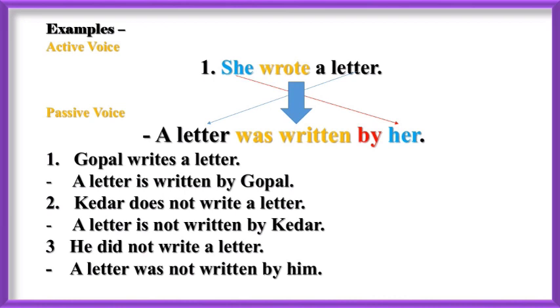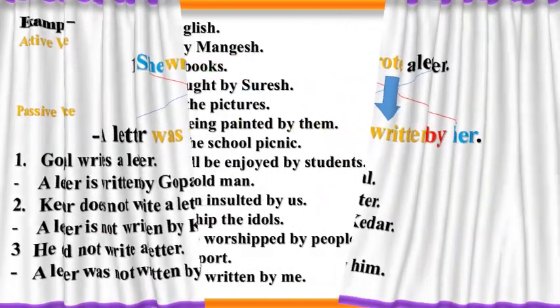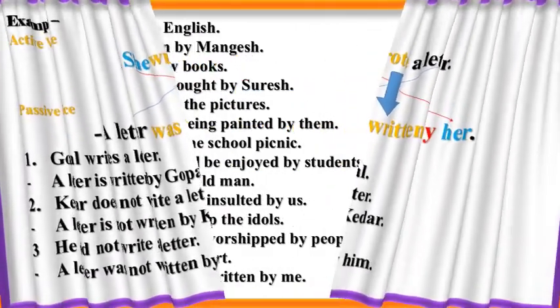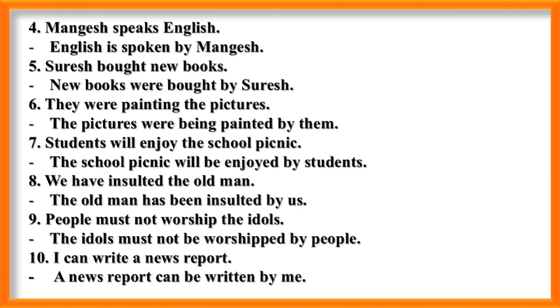Third example. "He did not write a letter." Negative sentence in simple past tense. The passive form of the sentence is as follows. "A letter was not written by him." Fourth example. "Mangesh speaks English." Passive form. "English is spoken by Mangesh." Fifth example. "Suresh bought new books." Passive form of the sentence. "New books were bought by Suresh."